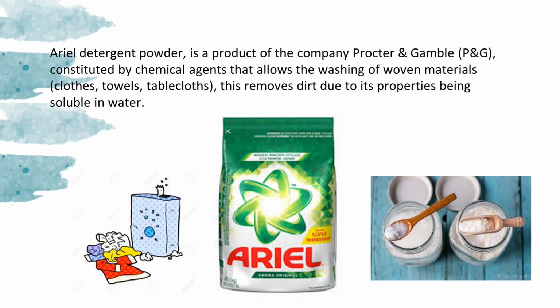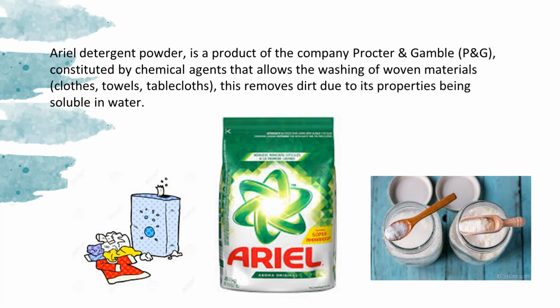Ariel detergent powder is a product of the company Procter & Gamble (P&G), consisting of chemical agents that allow the washing of woven materials, clothes, towels, tablecloths. This removes dirt due to its properties of being soluble in water. Treated by means of a patented formula with an active intensive base blend, it effectively removes stains as well as having a long-lasting fragrance.